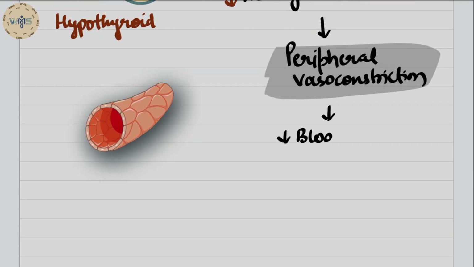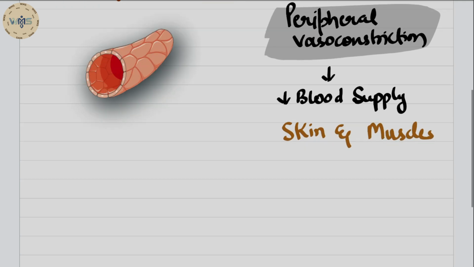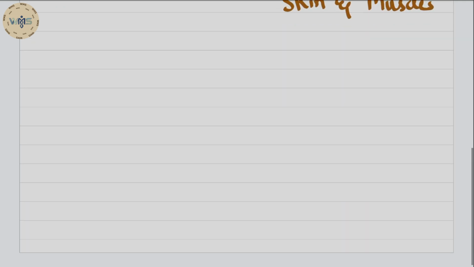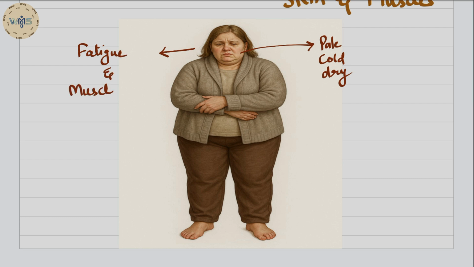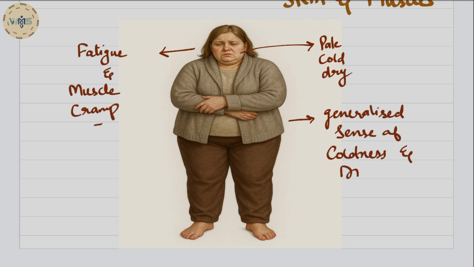However, this vasoconstriction reduces the blood supply to the skin and muscles, which explains several clinical features of hypothyroidism, that is, pale, cold, dry skin due to reduced skin blood flow, fatigue and muscle cramps due to poor perfusion and reduced energy availability in muscles, and a generalized sense of coldness and discomfort because of impaired thermoregulation.